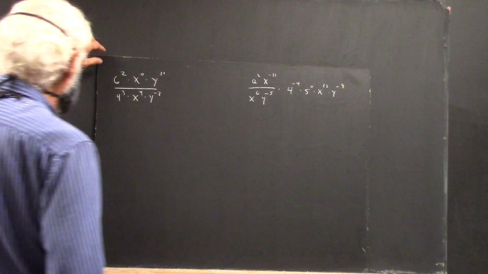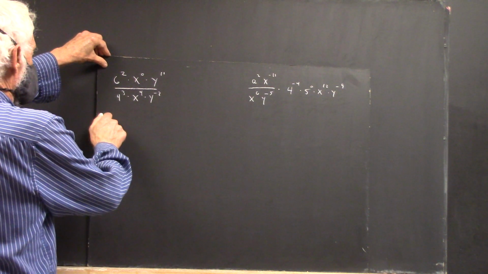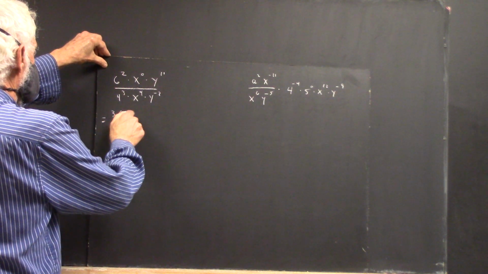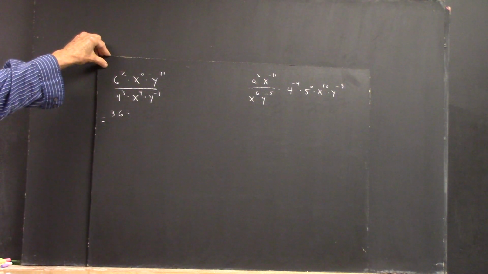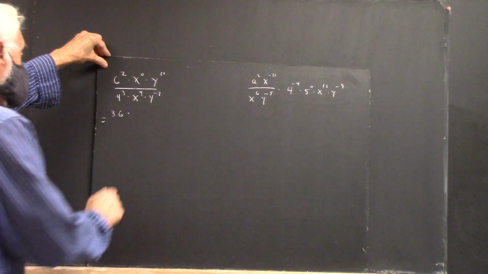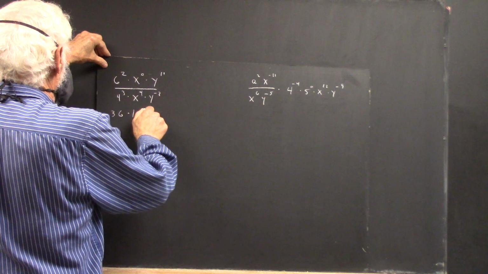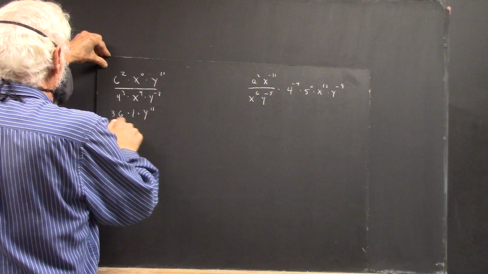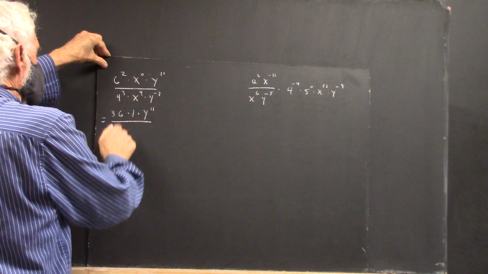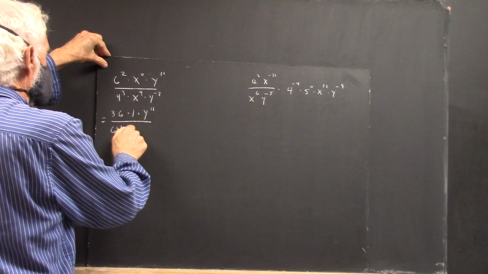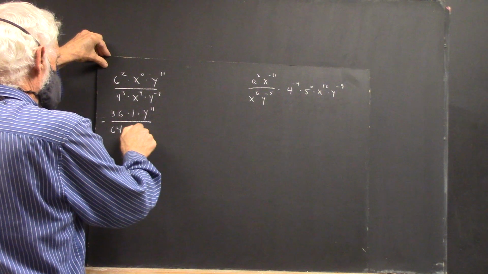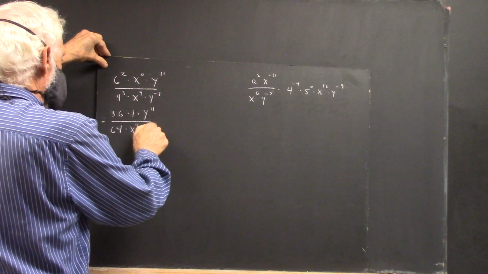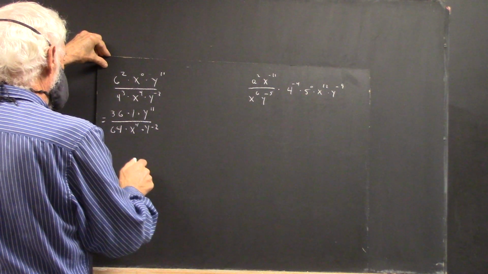Okay, here we're gonna have 6 squared is 36. What's x to the 0? Times 1 times y to the 11th divided by 4 to the third is 64, not hard to calculate, times x to the 4th times y to the negative 2.